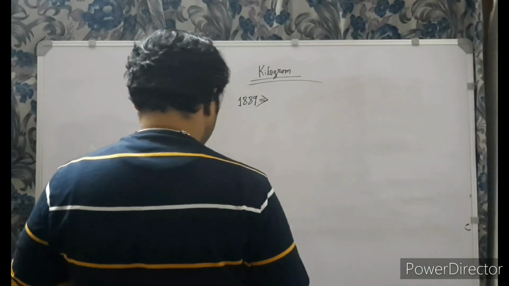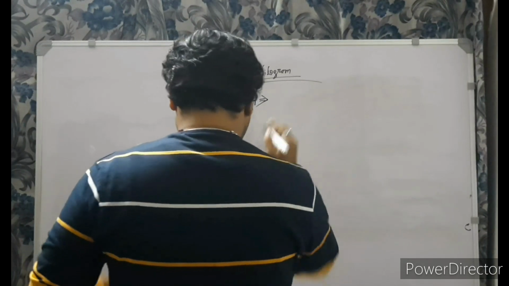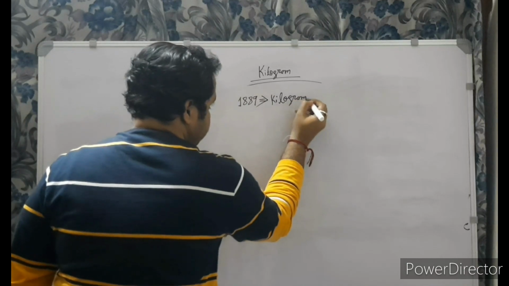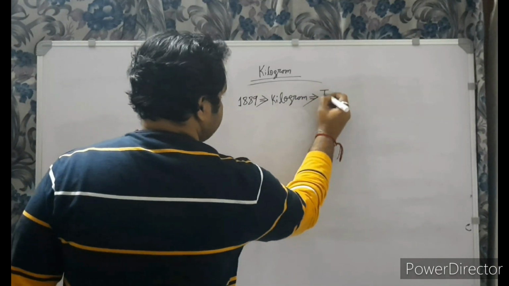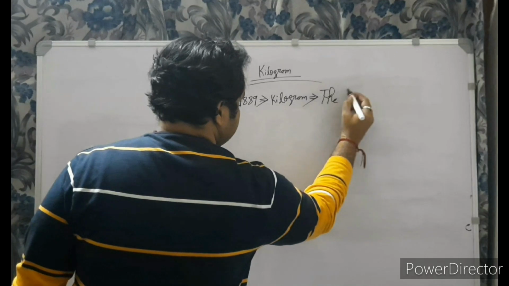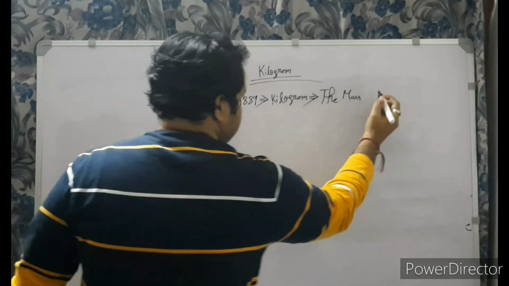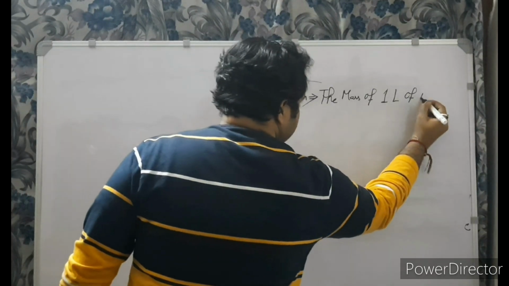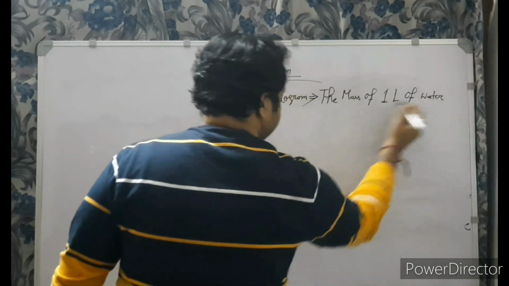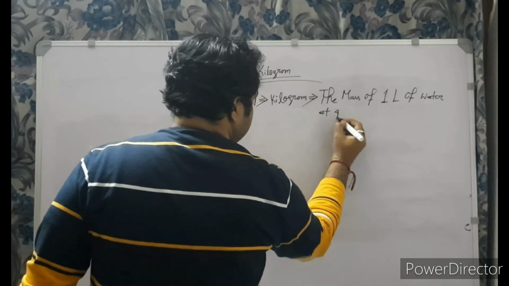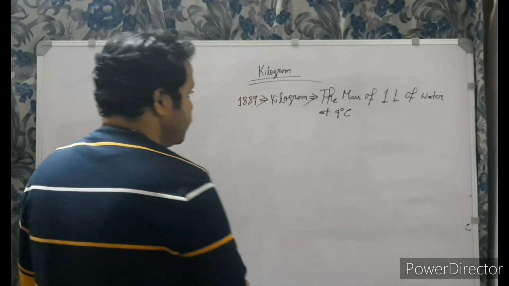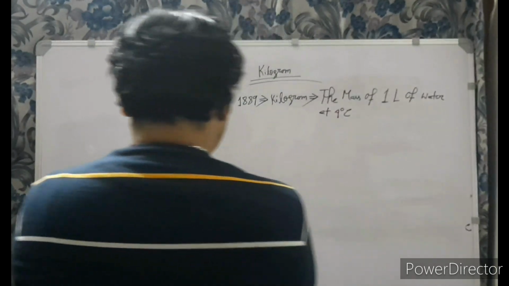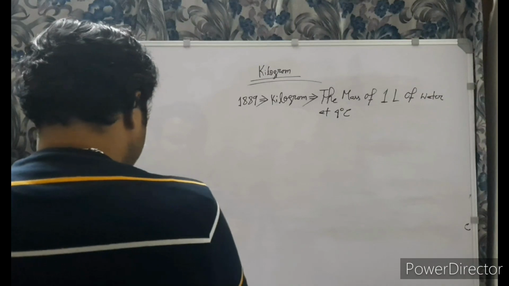So in 1889, the definition of kilogram became the mass of 1 liter of water at 4 degree centigrade temperature. So this was the amount that was taken, right?